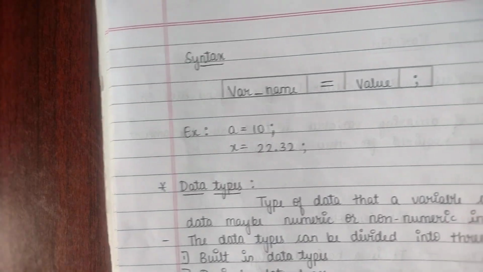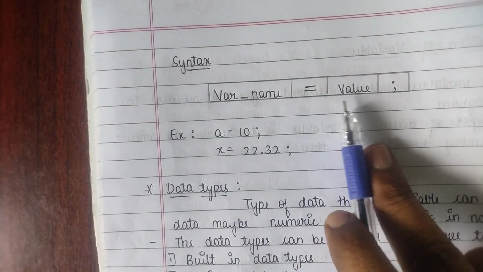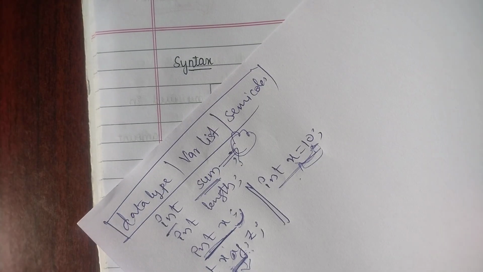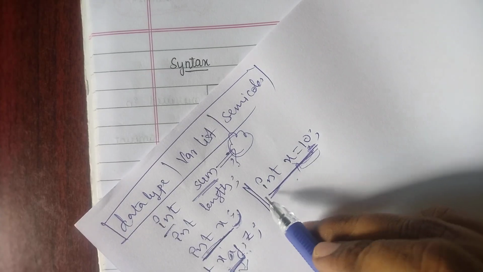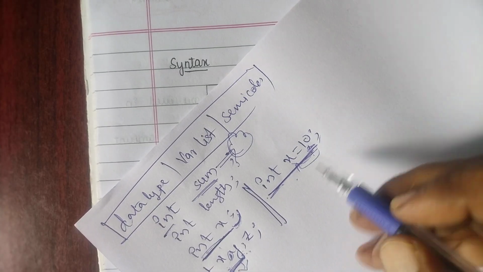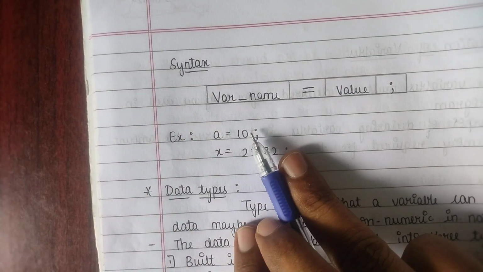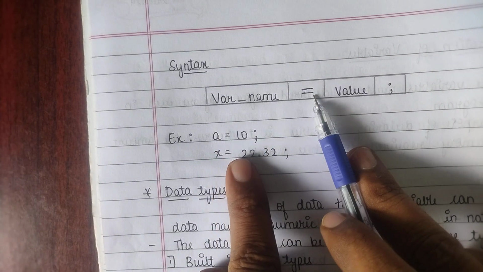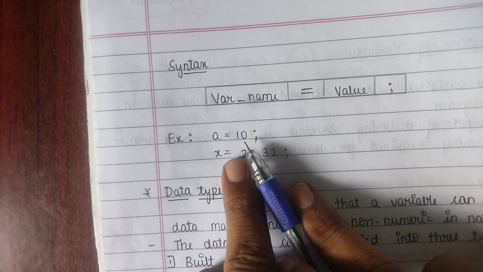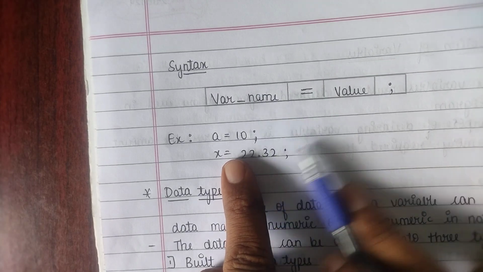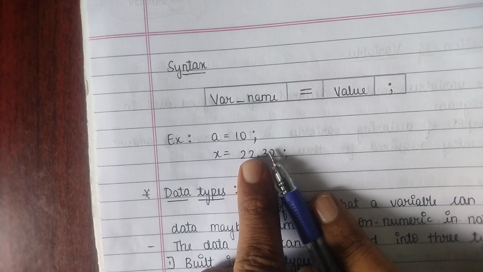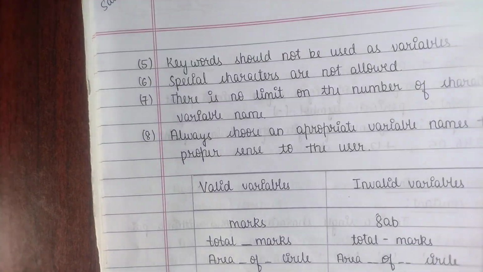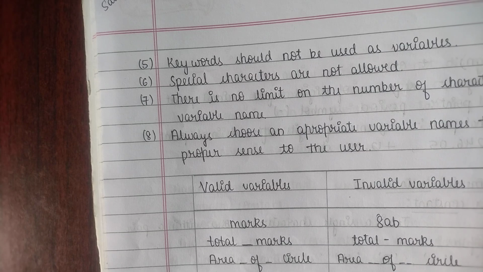Now the general syntax for that is: variable name is equal to value, and at the end of the line it ends with a semicolon. Just as we discussed, int x is equal to 10, it ends with a semicolon. So the general syntax is name equals value. Here the variable name is x, and this equals sign is called the assignment operator because it is used to assign a value to the variable, and the value is 10, and it ends with a semicolon, right? This is called assigning a value to the variables.